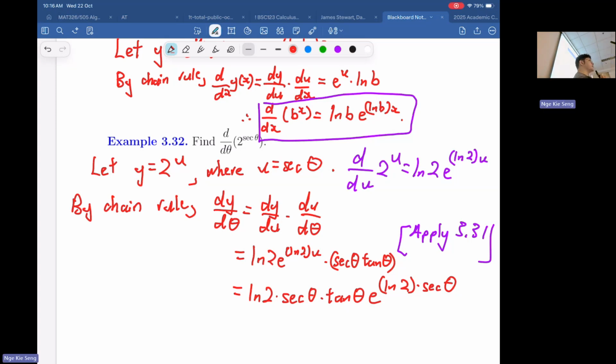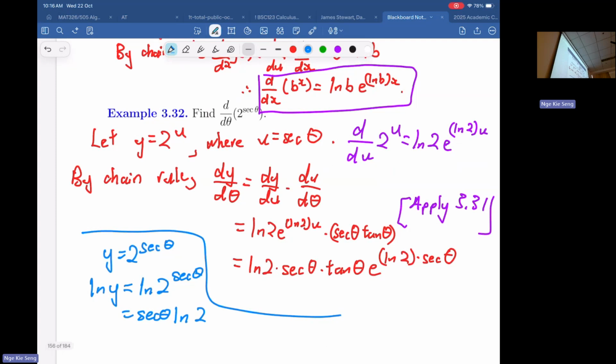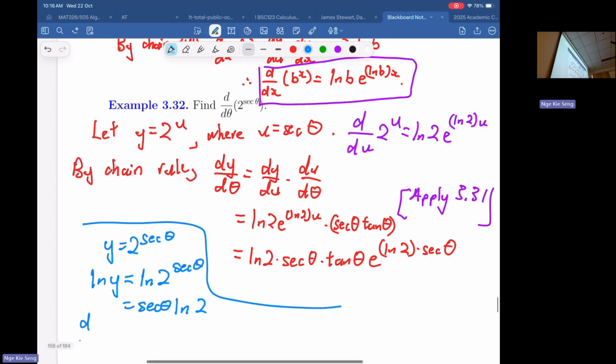Secant theta. Yeah, we can differentiate both sides. Differentiate y, differentiate to secant theta. You mean like y goes to the secant theta, and then what do you mean I differentiate both sides? No, use ln on both sides. Ln y, you mean ln y goes to secant theta? Okay, so you put a ln 2 secant theta, right? And then we differentiate both sides. With respect to what? Theta.